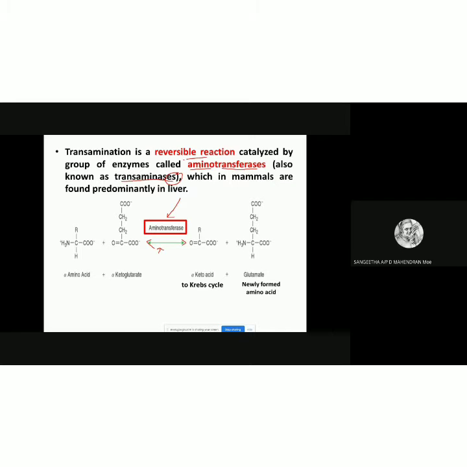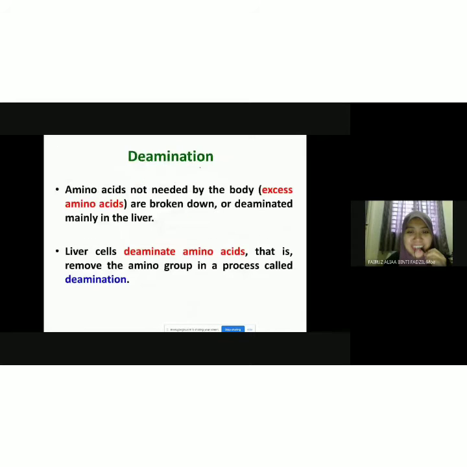Understand. Okay, so now we go to the second process that will be asked in the exam. That is deamination. Amine stands for the amino group. D stands for the removal. So deamination means we remove the amino group. We remove the amino group from where? From the excess amino acids.